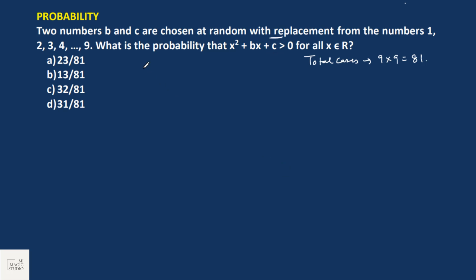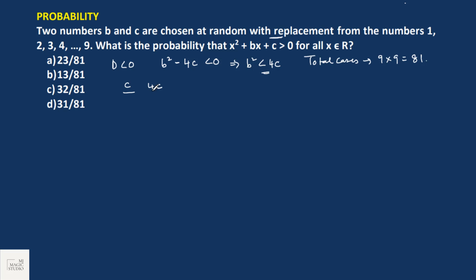Now, for the quadratic equation to be positive, the discriminant should be less than 0. Discriminant is b square minus 4ac. Here it would be b square minus 4, since the value of a is 1, times c. This should be less than 0. That means b square should be less than 4c. We need to identify the values of b and c such that b square is less than 4c.